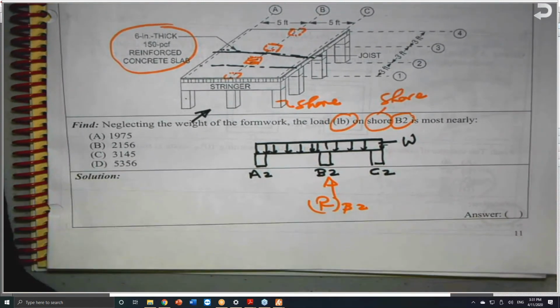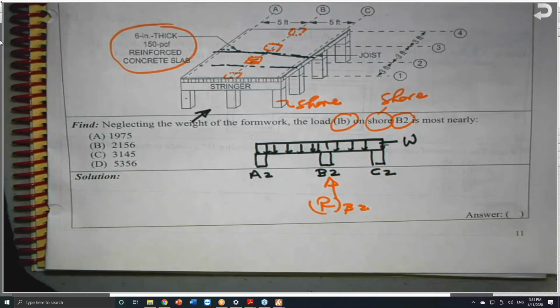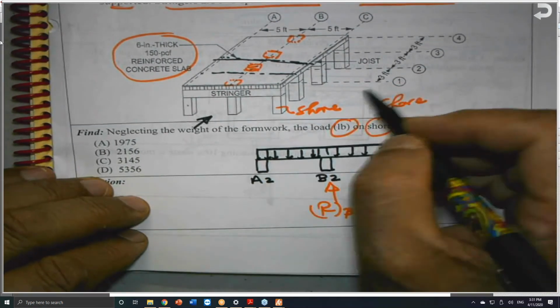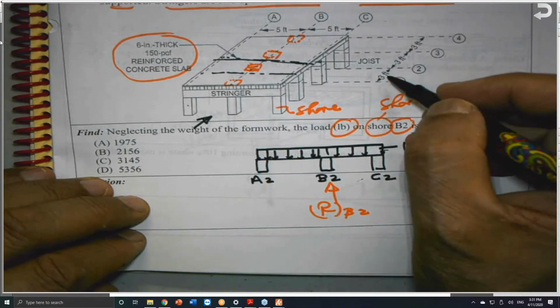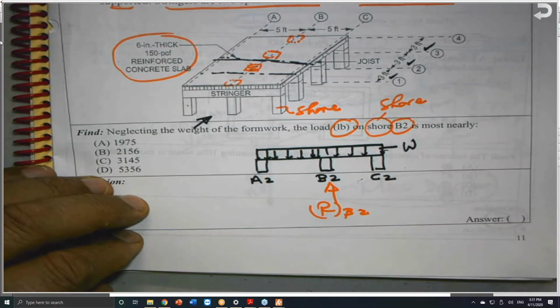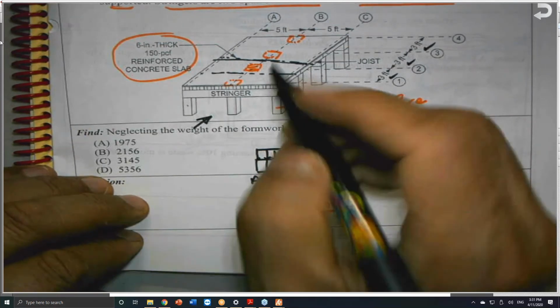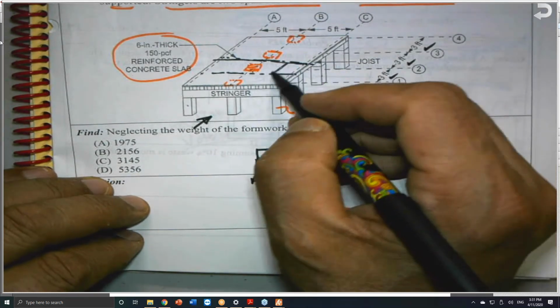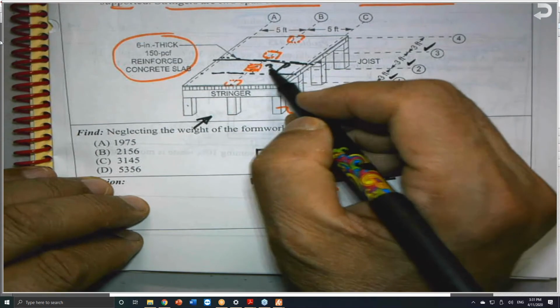Are you following me? So let's do that. So how can I get W? First of all, we know that this is 3 feet and 3 feet and 3 feet. That means that this column has 1.5 feet from here and 1.5 feet. That means that this is 3 feet, the tributary width.